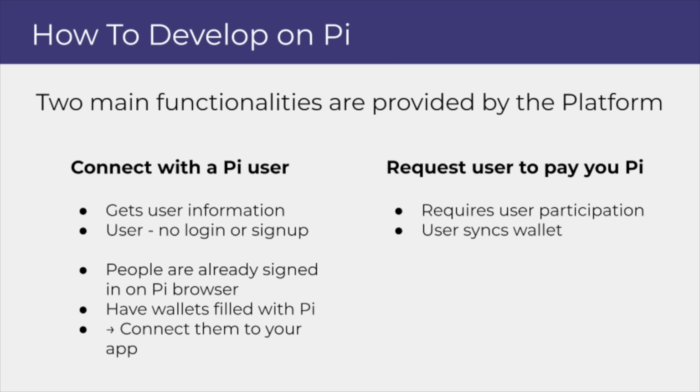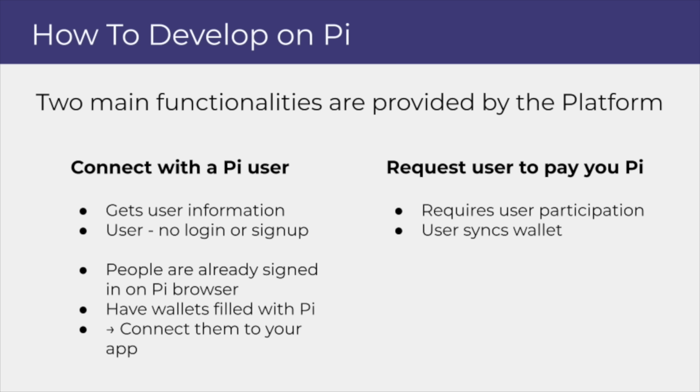The first functionality is connecting with a Pi user. And the way we do this is through an access token. This access token corresponds to a user, to be able to create a sign-in or to create a display utilizing this user's information.